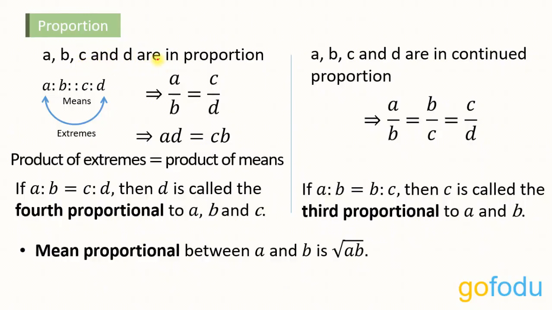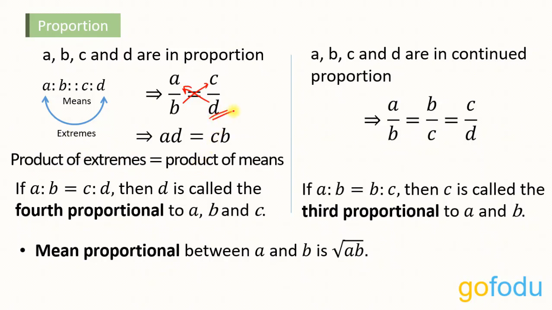A, B, C and D are said to be in proportion if A upon B is equal to C upon D. You can also say A and B are in the same proportion as C and D. These four dots are used to represent proportion, and here B and C are called means and A and D are the extremes. If we cross multiply here, then A into D will be equal to C into B. That means the product of extremes is equal to the product of means.